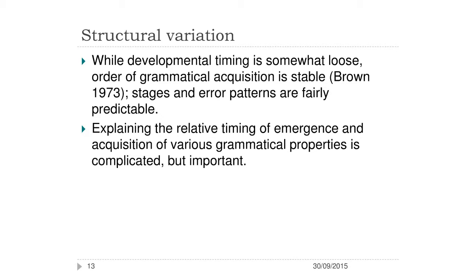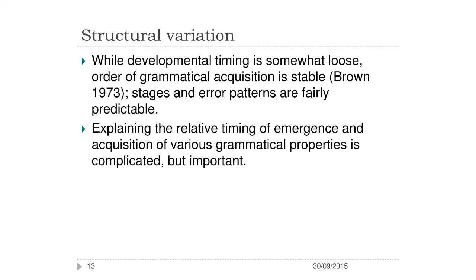Now, there's another dimension of variation. One is when a given child learns something, and then how the timing of one structure relates to the timing of the other. So Brown, the founding father of developmental psycholinguistics, says that while timing might be flexible, ordering is not. All right? So a child might acquire something by 2 or by 2 and 3 months. There's some variability, but the stages and the ordering of such stages are fairly predictable.